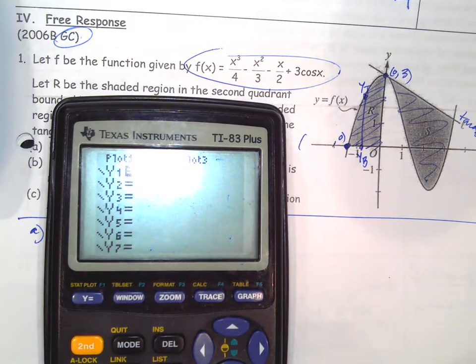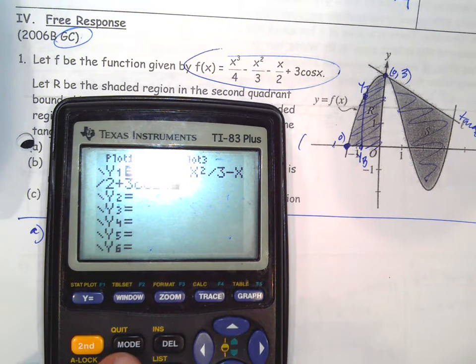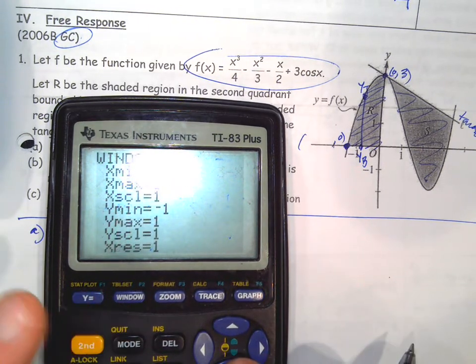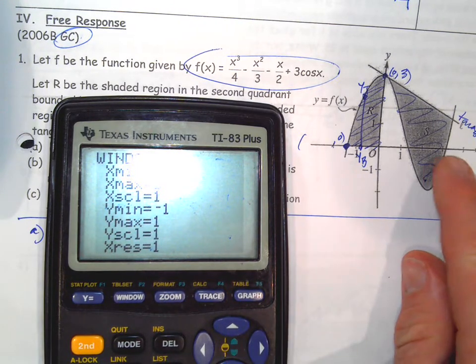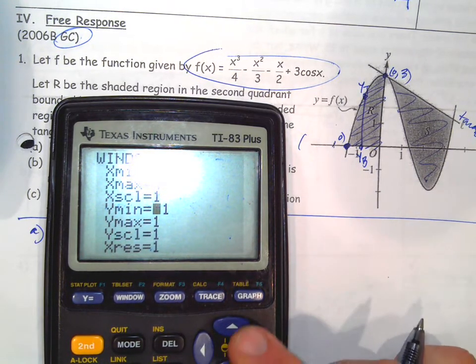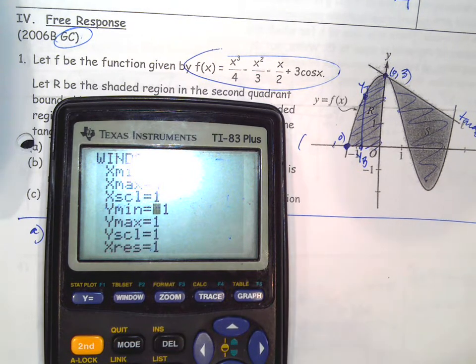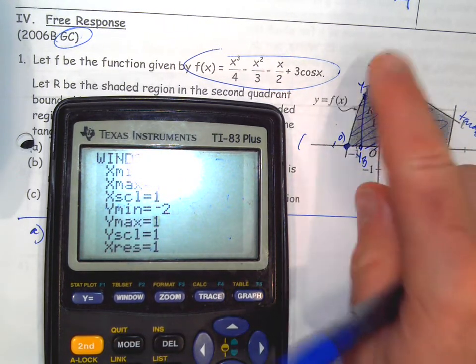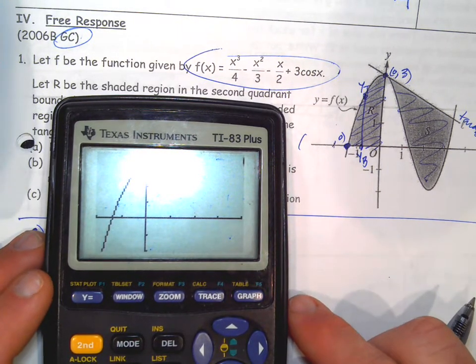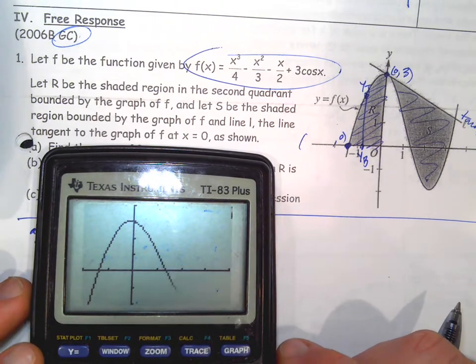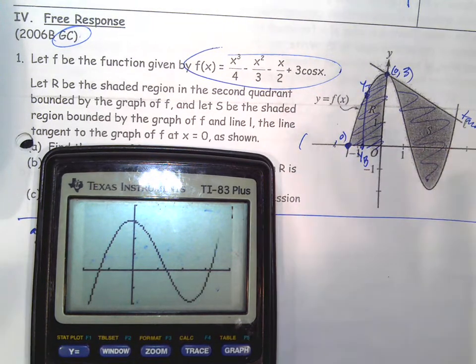So the way you do it is you just graph this: x to the third divided by 4 minus x squared divided by 3 minus x over 2 plus 3 cosine x. The window looks like maybe -2 to 4. You want a good graph. You don't want to waste time zooming in and out or going back and changing it, so try as much as you can.